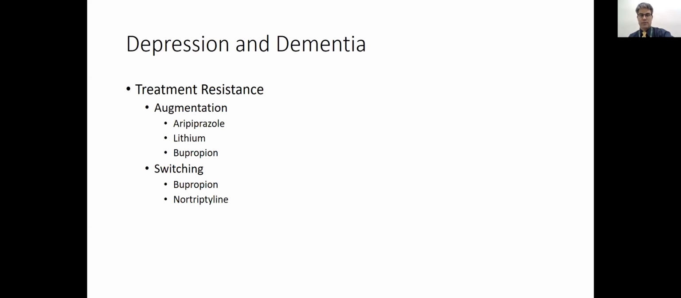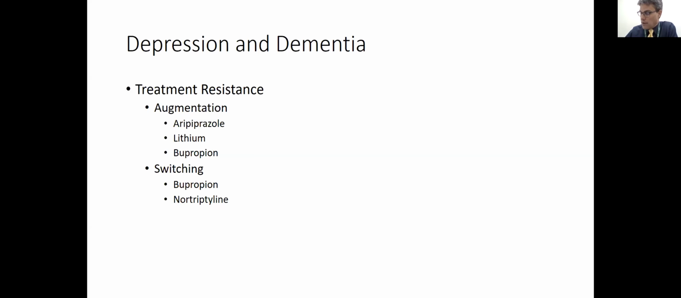So step 1 was augmentation, step 2 was switching. Interestingly enough, some of them started right out in step 2, and that was partly because they'd already tried something like bupropion. A lot of them didn't try aripiprazole or lithium, but if they had tried bupropion, then they moved right into the stage 2 trial of that. There weren't too many; I guess 123 were directly enrolled in stage 2, so a little bit more than what I was thinking.